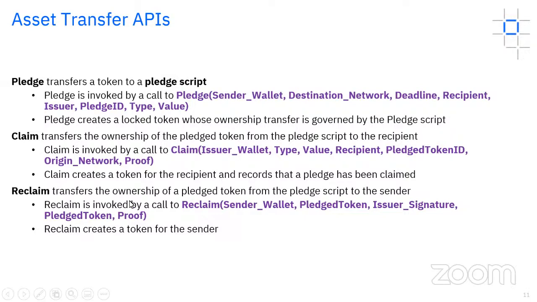And sorry, I mentioned that the claim is submitted by the recipient. It's not submitted by the recipient, sorry, it's submitted by the issuer. So the claim is the one submitting this transaction. And again, the claim will just create a token for the recipient.